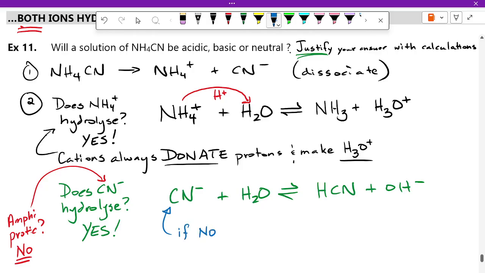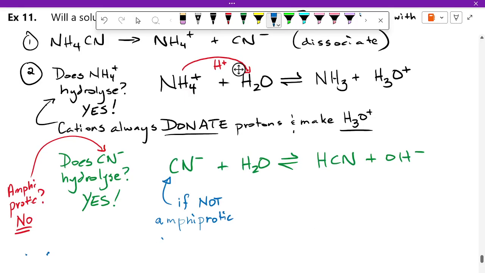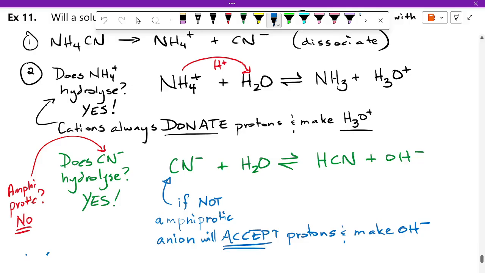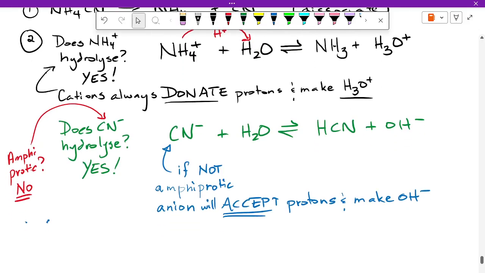If not amphiprotic, the anion will accept protons and make OH minus if the conjugate acid is weak.